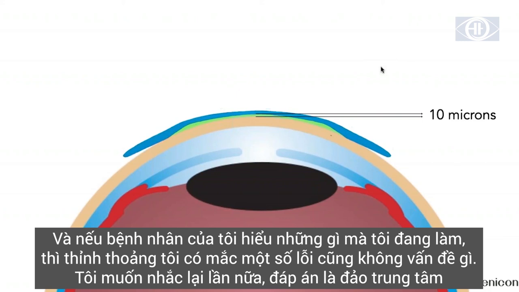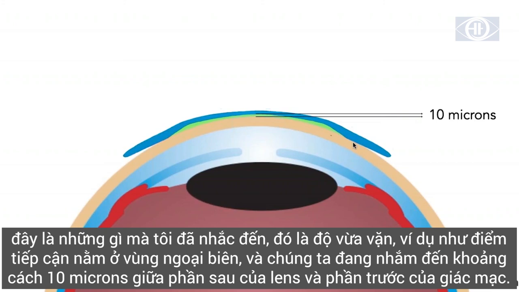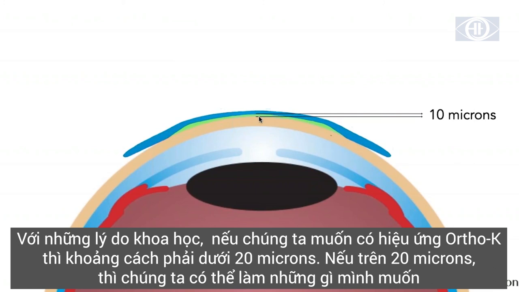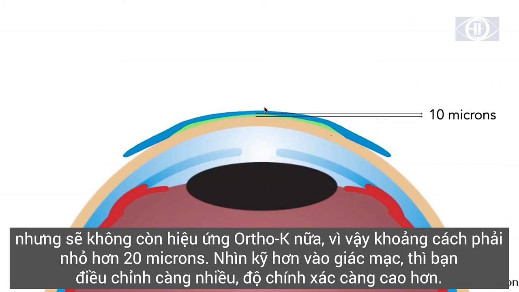So, again, a central island response. This is the situation. This is what I already mentioned. This is the fit. Let's say the point of touch is in the periphery, and we are aiming for a 10 micron distance between the backside of the lens and the front side of the cornea. We know, just from literature and from scientific reasons, that if we want to have an ortho K effect, we have to go under the 20 micron distance. If we go over the 20 microns, we can do what we want, but the ortho K effect is gone. It's not there. So if we want an ortho K effect, we have to go under the 20 microns.